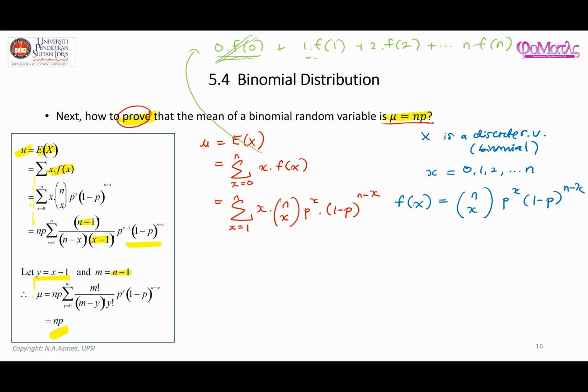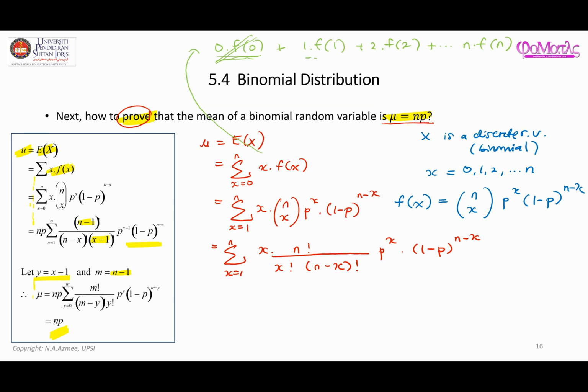Now the next point is that we are going to write down n choose x in terms of mathematical representation, which we have seen involves factorial. So we have the sum from x equals 1 until n of x times n factorial over x factorial times (n minus x) factorial, times p to the x, (1 minus p) to the n minus x.